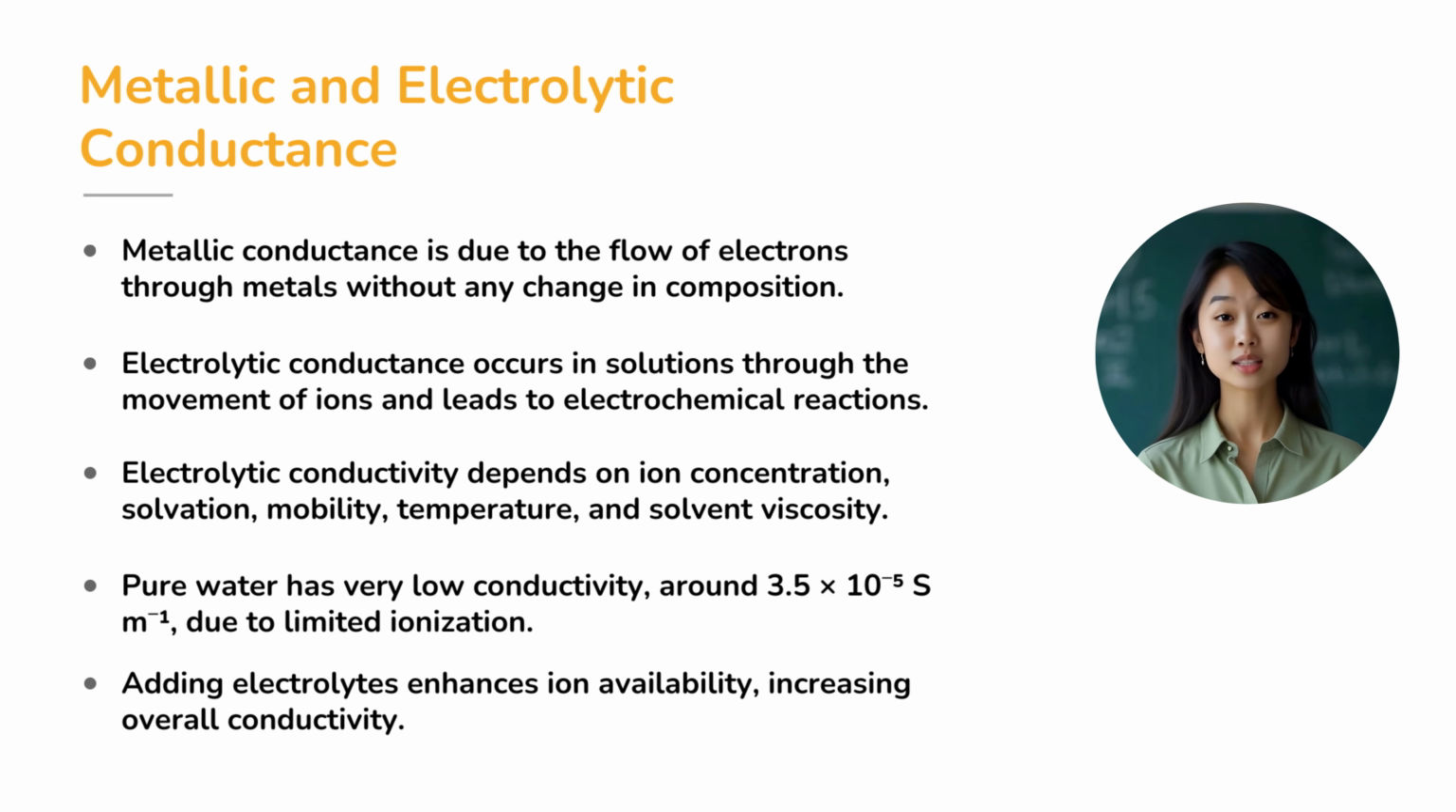This ionic conductance is affected by several factors. It depends on the type of electrolyte, the size and charge of the ions, how easily they move in the solvent, the viscosity of the solvent, and temperature. For example, pure water has very low conductivity, about 3.5 times 10 to the power negative 5 Siemens per meter, because it barely ionizes. But add some table salt, and you'll immediately see a spike in conductivity because of the additional sodium and chloride ions.